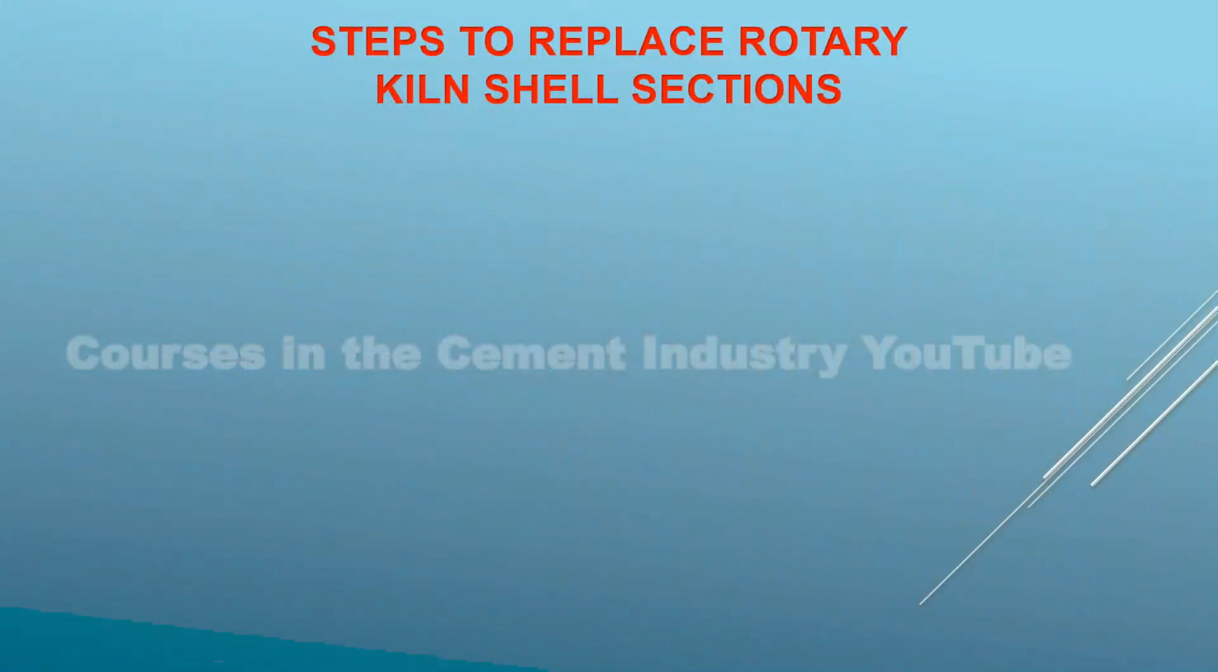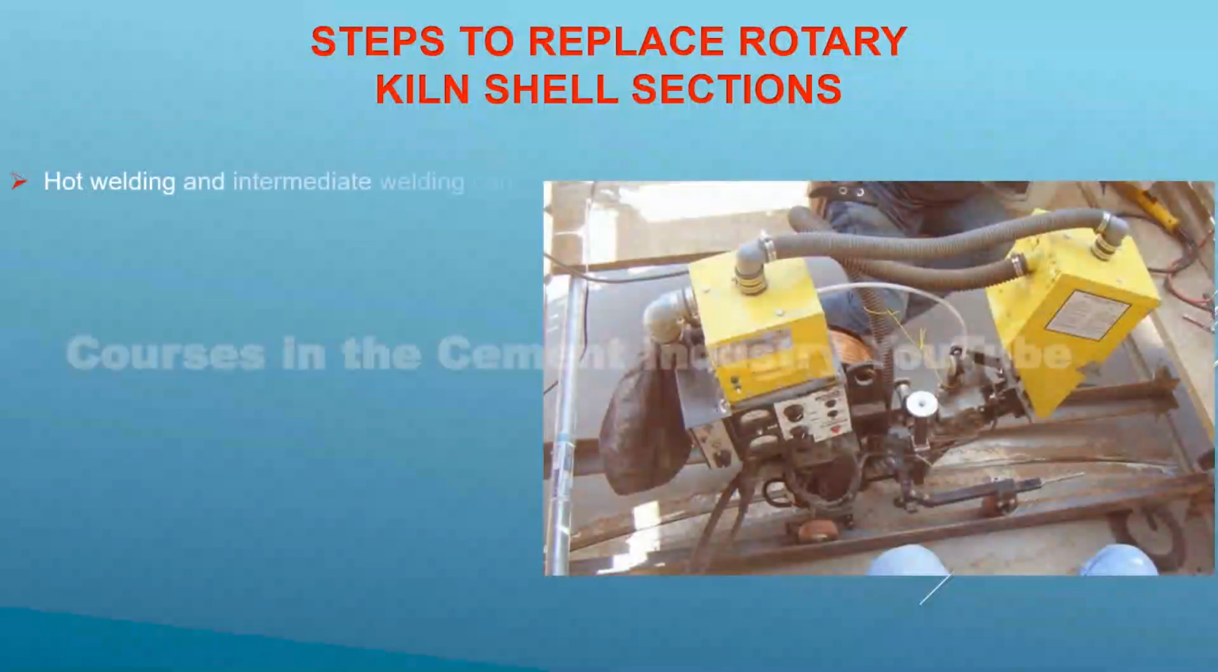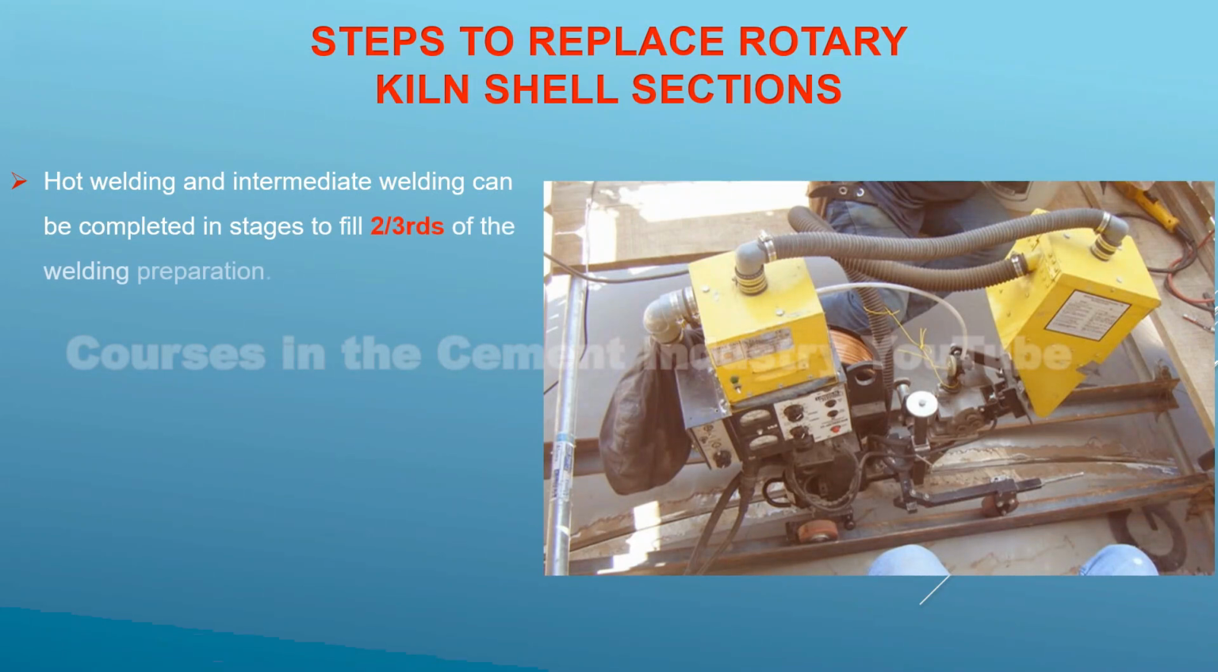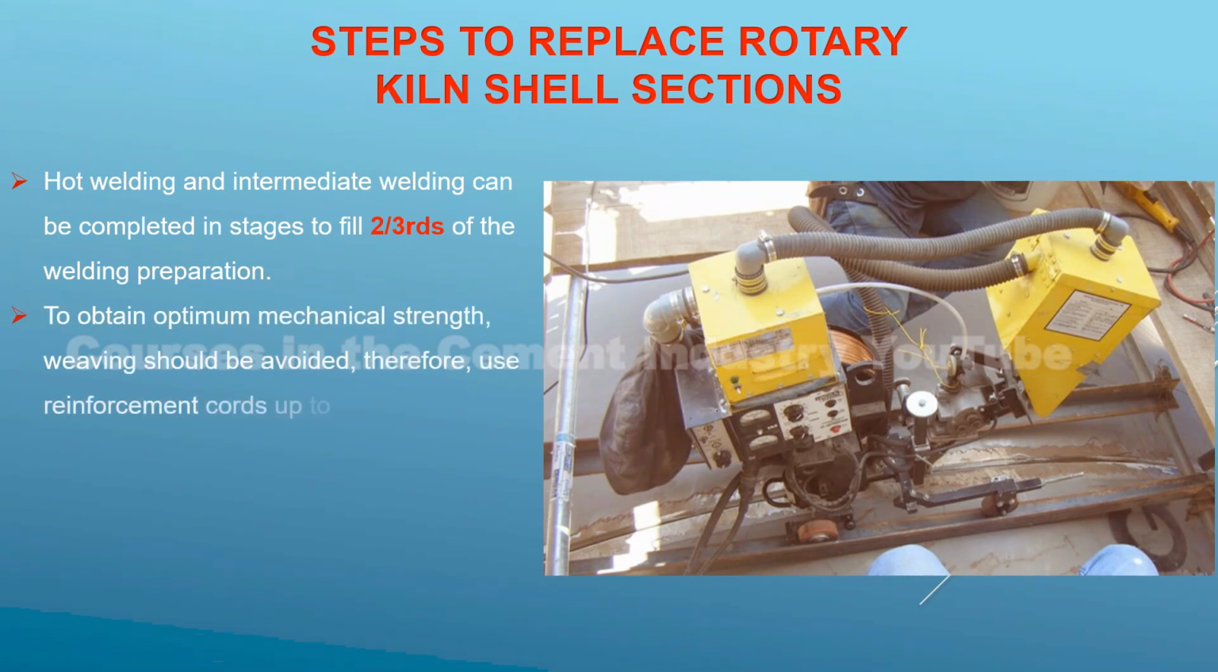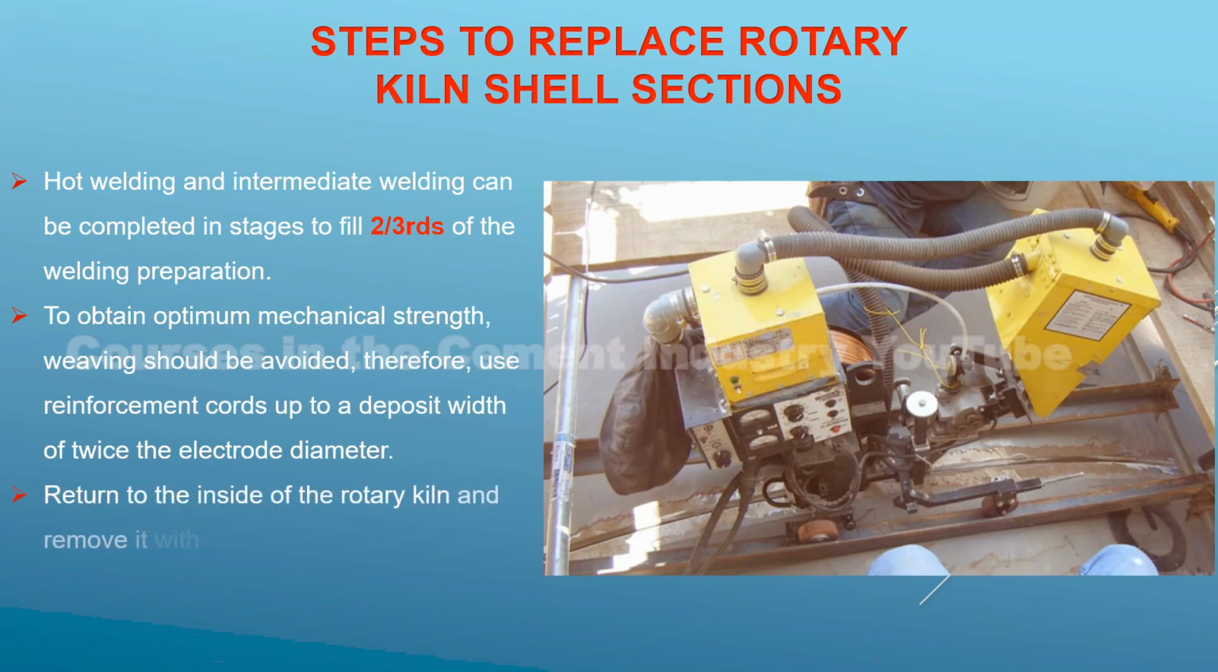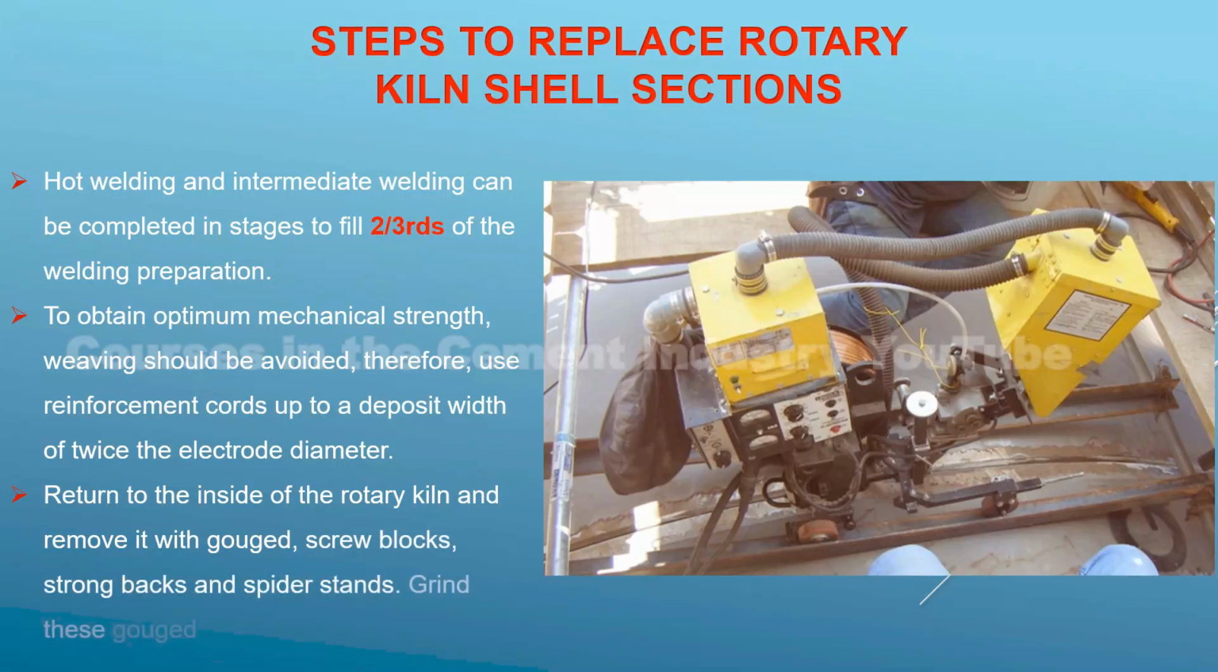Step 21. Hot welding and intermediate welding can be completed in stages to fill 2/3 radius of the welding preparation. To obtain optimum mechanical strength, weaving should be avoided. Therefore, use reinforcement cords up to a deposit width of twice the electrode diameter. Return to the inside of the rotary kiln, and remove it with gouged screw blocks, strong backs and spider stands. Grind these gouged areas flush.